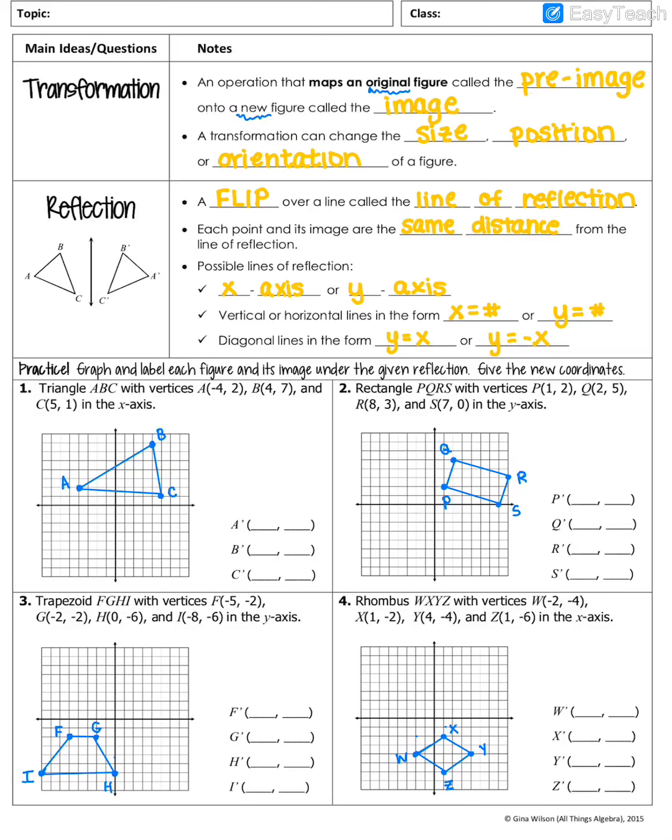So sometimes that confuses people. The pre-image is actually the original image that you start with, and then the new image that you get after you do your transformation is your new figure, and it's called the image. So you have the pre-image and then you have the image. You're going to hear me say new image a lot for your new figure just to help you clarify a little bit. Then a transformation can change the size, it can change the position, or it can change the orientation.